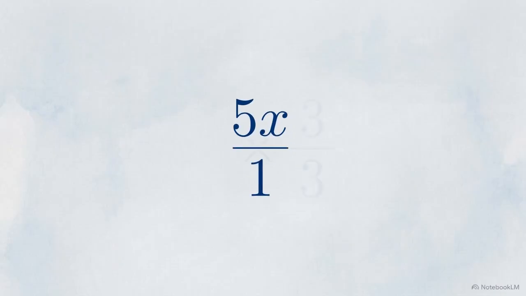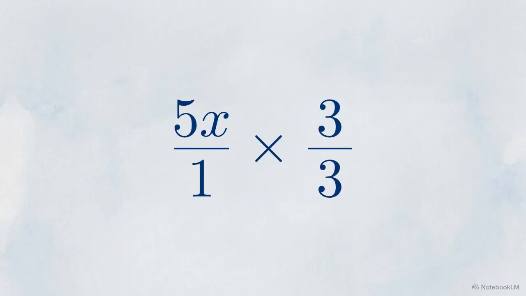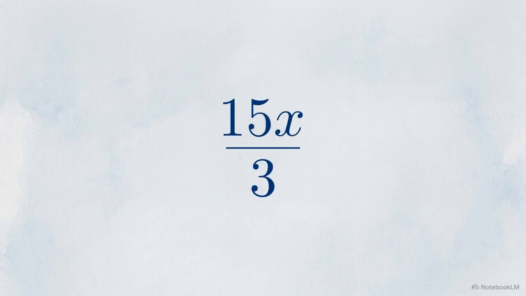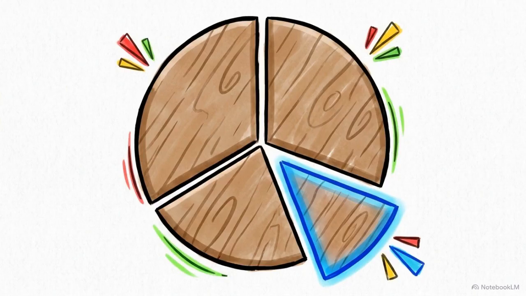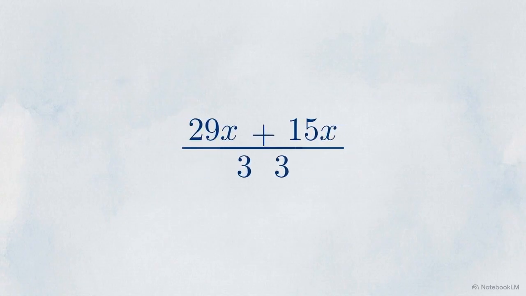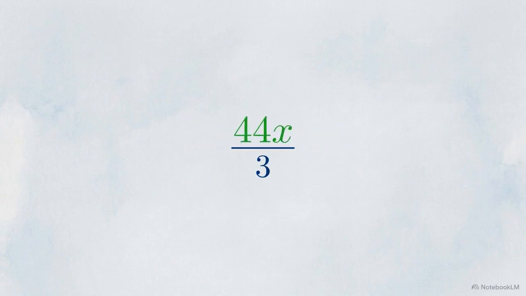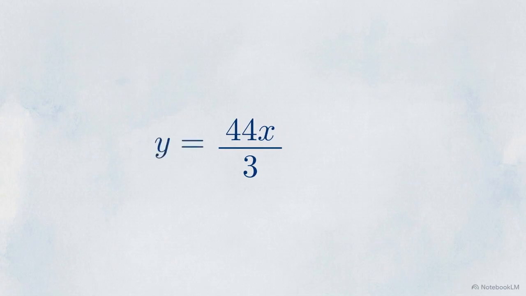To add the whole number 5x to our fraction, we write it as 5x over 1, then multiply both the top and bottom by 3. This gives us 15x over 3. Think of this like cutting pie slices into the exact same size. Once they match, you can accurately count how many you have in total. Adding the numerators 29x and 15x together gives us one unified term, 44x over 3. Our fully cleaned up equation now reads y equals 44x over 3 minus 10 over 3.